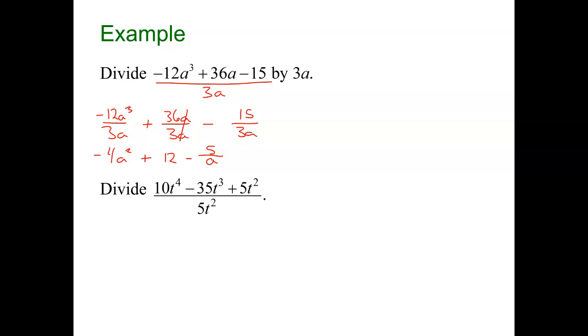Each term is a separate fraction with the same denominator. Simplified each one. So 12 divided by 3, negative 4. Simplify the a's. 36 divided by 3. Simplify the a's. Here, I can simplify the 15 over 3, but that a has nothing to simplify with in the numerator, so the a has to stay in the denominator. Okay? How many fractions am I going to have for the second one? 3. What are they going to be?